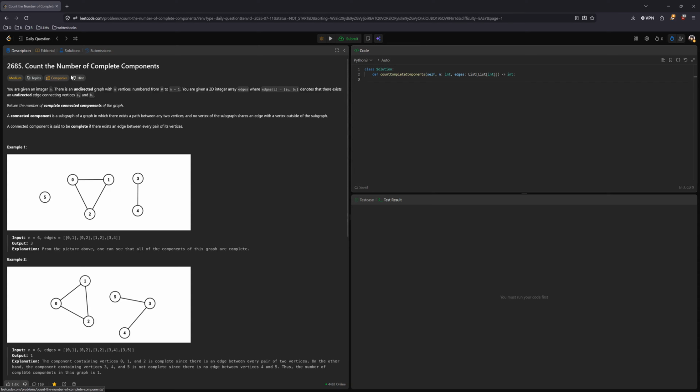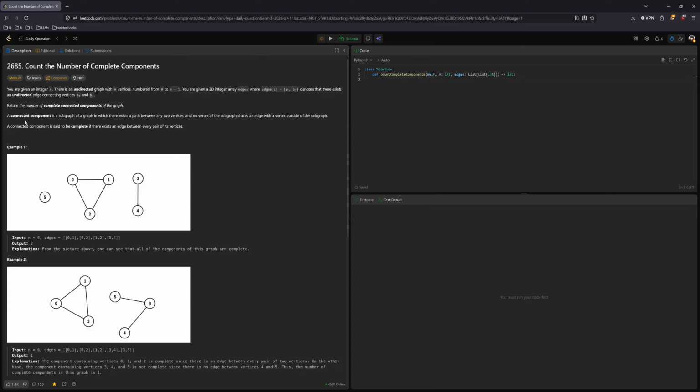LeetCode 2685, Count the Number of Complete Components. You're given an integer n. There is an undirected graph with n vertices numbered from 0 to n minus 1. You're given a 2D integer array edges where edges[i] equals [a_i, b_i], denoting that there exists an undirected edge connecting vertices a_i and b_i. Return the number of complete connected components of the graph.